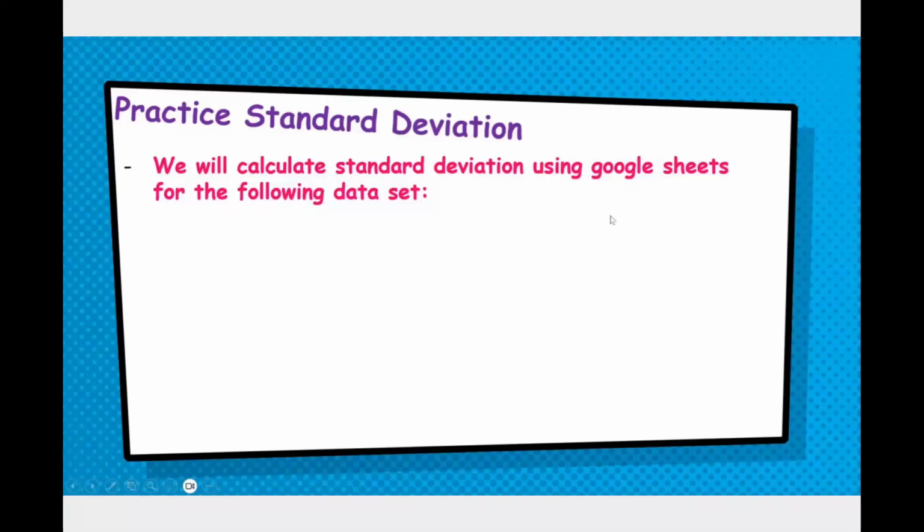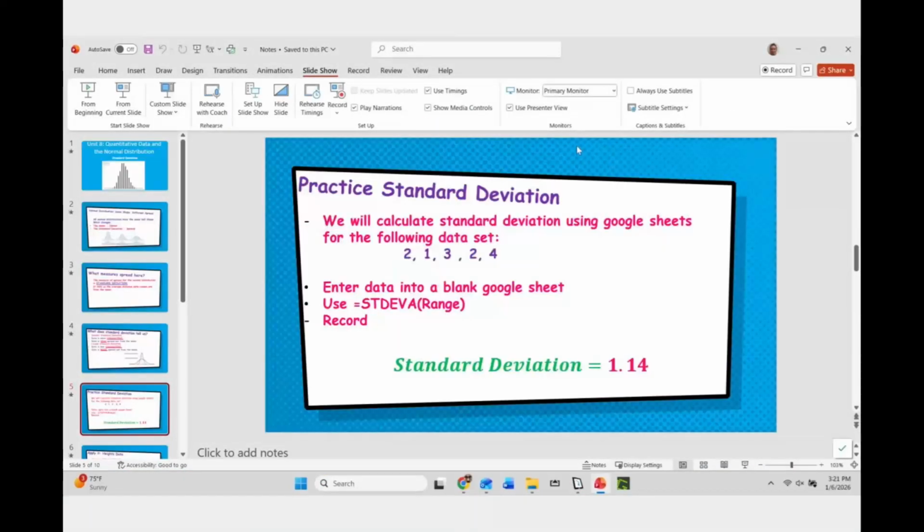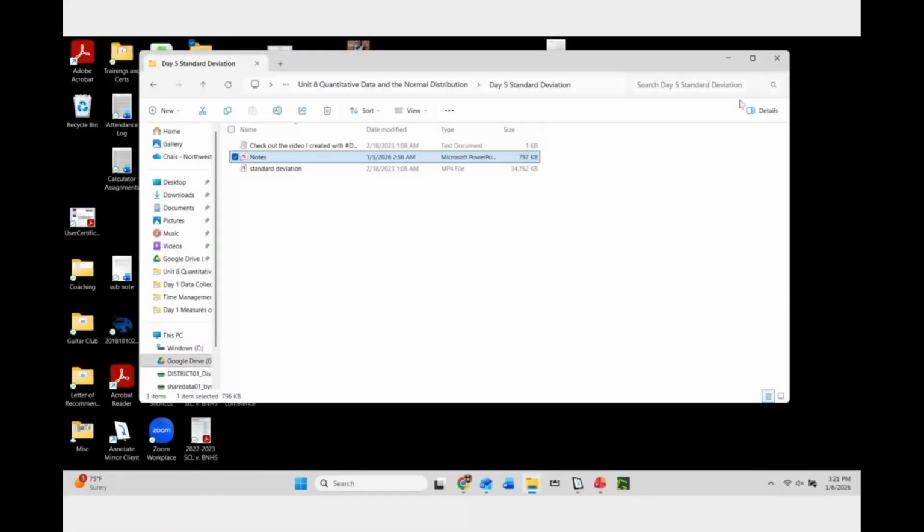Now we're going to calculate the standard deviation using Google Sheets for the following data set: 2, 1, 3, 2, and 4. Enter the data into a blank Google Sheet. This is our formula for standard deviation, to show you what that looks like: equals STDEVA and then our range. Let me go over here, and then we're going to record that in our notes.